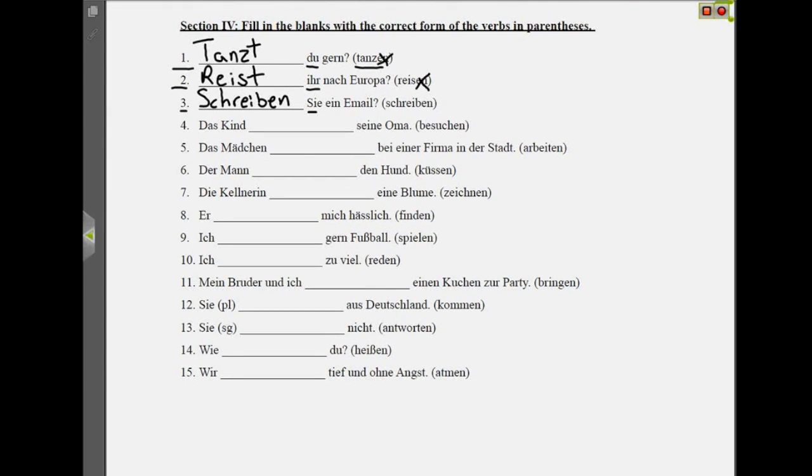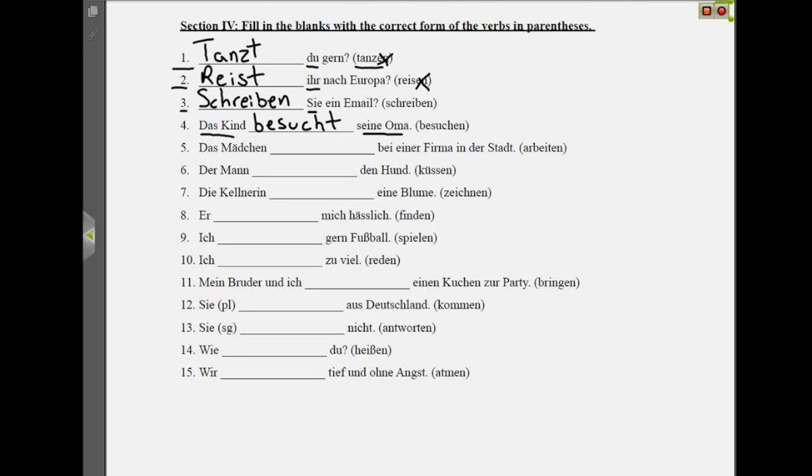Nummer 4. Das Kind, something, seine Oma. Here we have a blank in the middle, which means that we have an object here and an object here. So we have to figure out who's doing the visiting, which is what besuchen means. Is it the child is visiting his grandmother, or is the grandmother visiting the child? The word order here could be a little bit fuzzy, but because logic would dictate that the child is going to see the grandmother, we're going to say that the child is the subject. It's really quite irrelevant that the child is actually the subject, because seine Oma would take the same conjugation. It's still the er sie es form, and so we say, das Kind besucht. Das Kind besucht seine Oma. The child visits his grandmother.